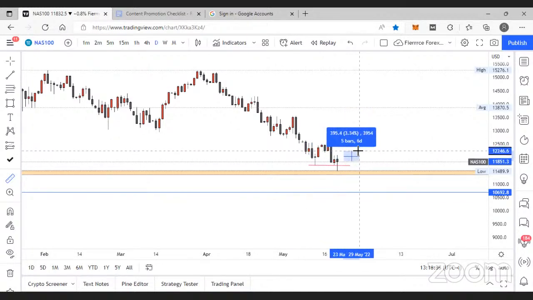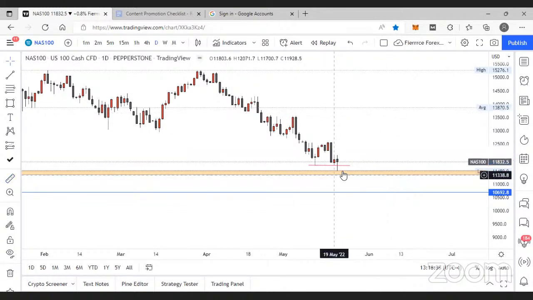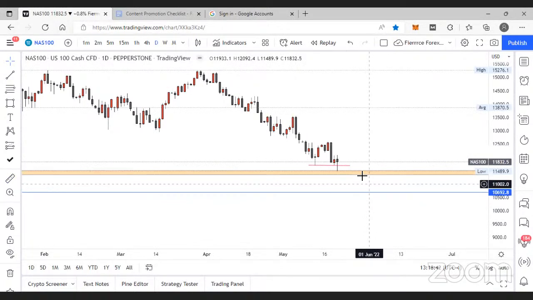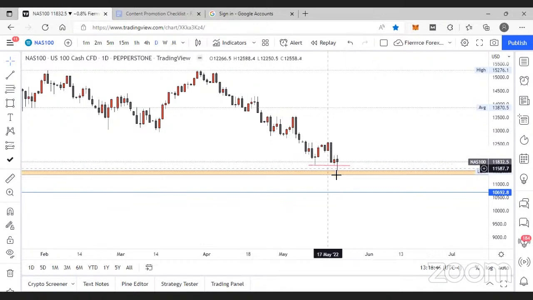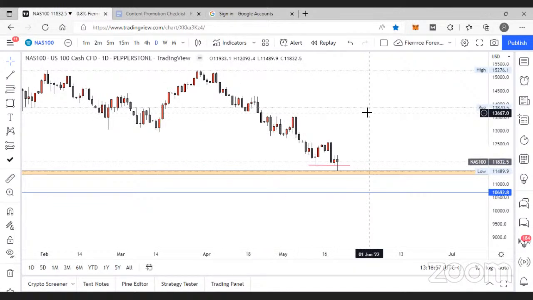So about 400 points is an initial target, but then I'm going to anticipate that we're going to continue to the downside. However, we are at an imbalance, or rather we rejected off of an imbalance. So again, we could just start seeing the price push up because there's still imbalances upside as well, okay?